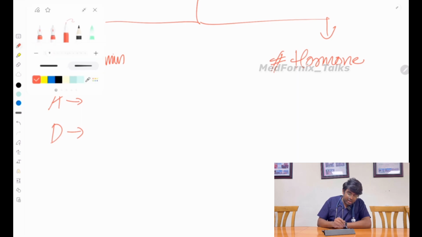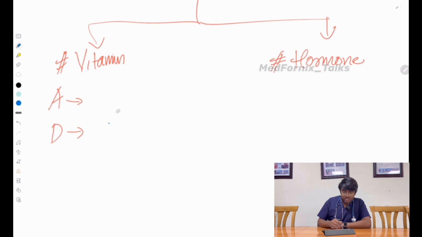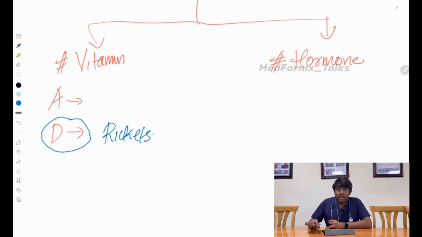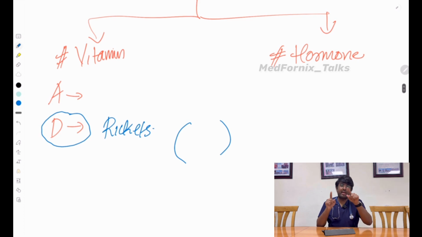Which deficiency is causing rickets? Vitamin D. Which deficiency is causing scurvy? Vitamin C. So deficiency of D will lead to rickets. What is rickets actually? Rickets is vitamin D deficiency, and this will cause a reduction in size, which means the individual will have bow legs, or a C-shaped appearance. This condition is known as rickets, caused by vitamin D deficiency.